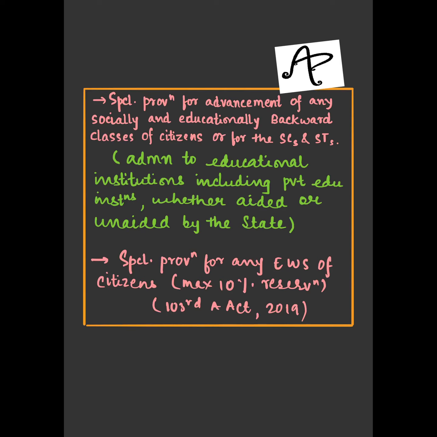Apart from that also the state can do it for, like the special provisions can be there for socially and educationally backward classes of citizens or for scheduled caste and scheduled tribes. So state इनके लिए भी special provisions बना सकती है. Now the point is that इनके लिए special provisions कहाँ बनेंगे? Admission to educational institutions में. ठीक है, educational institutions में admission के खातिर आप इनके लिए special provision state बना सकती है.